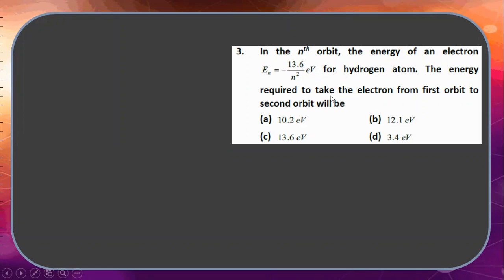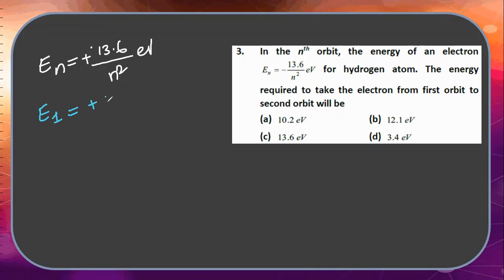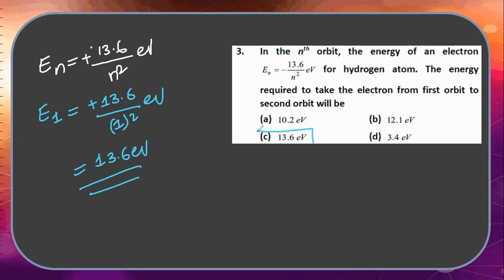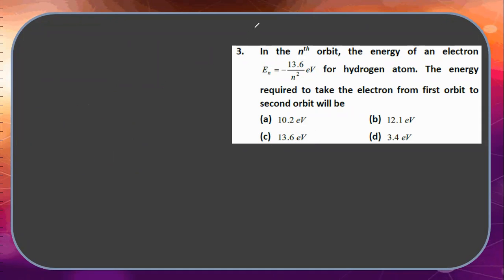The energy required to remove the electron from any orbit is En is equal to plus 13.6 divided by n square electron volts. As it is removed from the first orbit, E1 is equal to plus 13.6 divided by 1 whole square electron volts. That is equal to 13.6 electron volts.